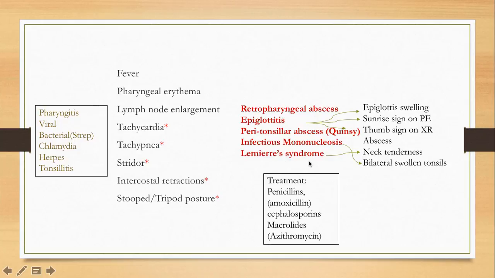How do we treat them? So again, based upon the bacteria that cause all these infections, we can do penicillin, cephalosporins, and azithromycin. You can see these three broad coverage antibiotics are going to cover most of the head and neck infections.